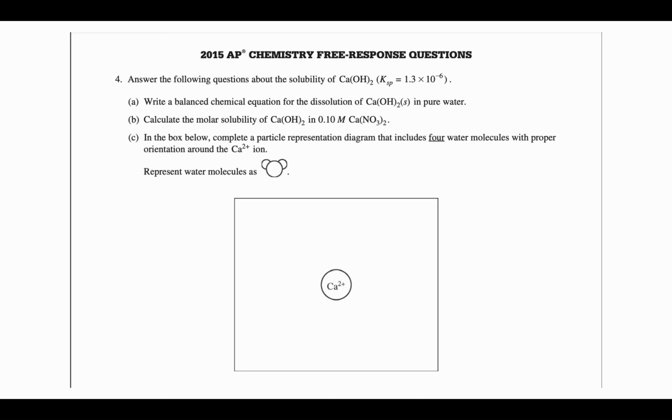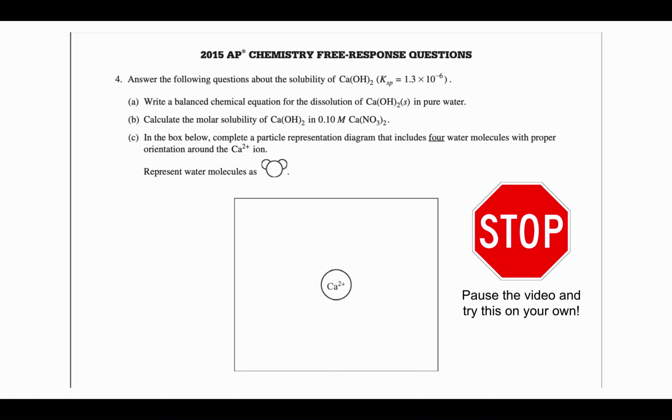Today we are going to be going over a 2015 AP Chemistry free response question. This is one of the shorter questions on the exam, of which there are 4, and the recommended time for this question is about 15 minutes. Alright, so go ahead and pause the video here and try this on your own, and then we will go over it.